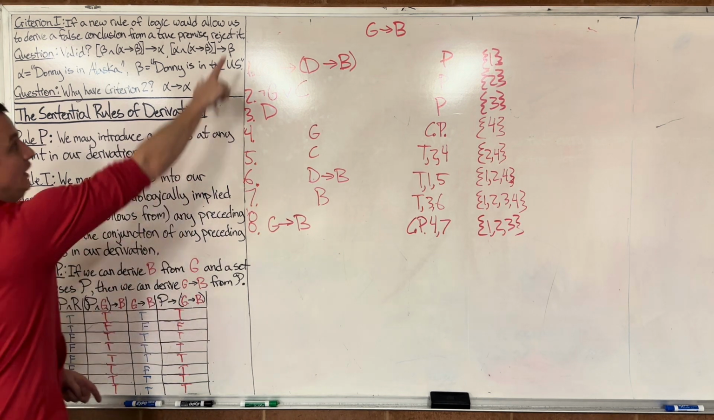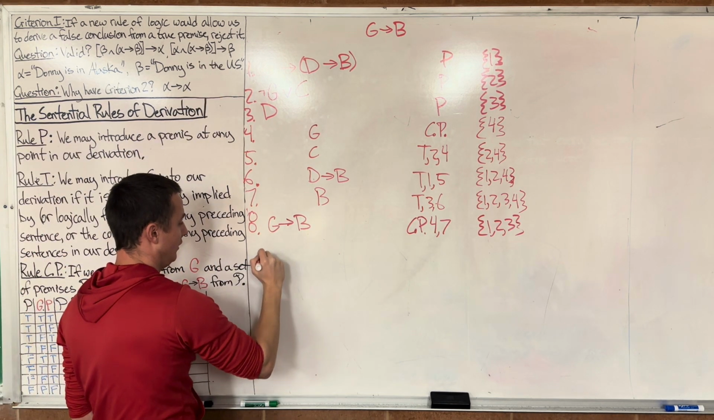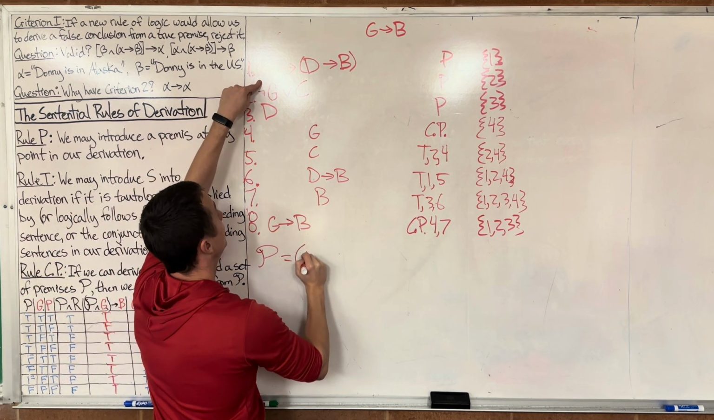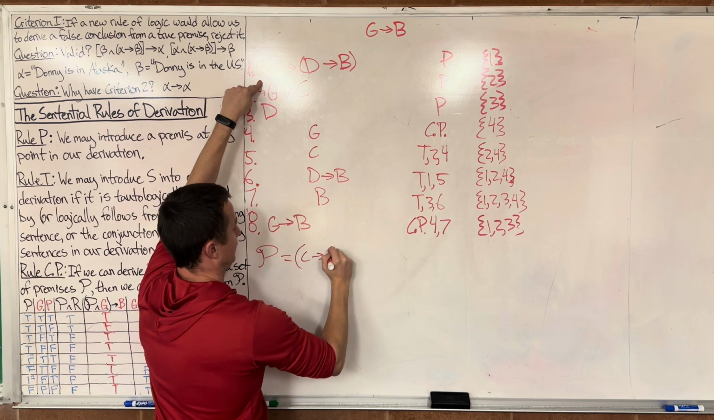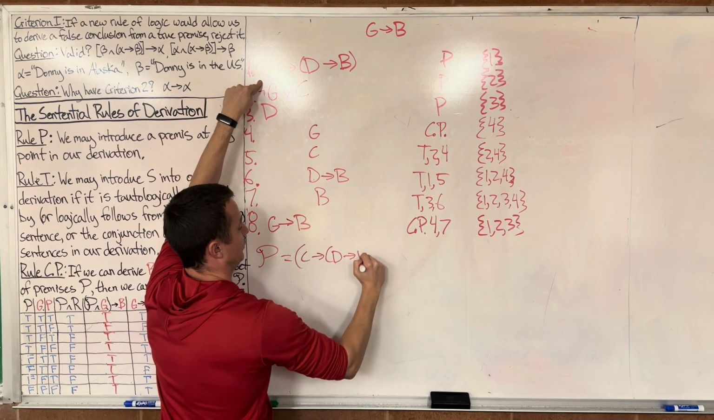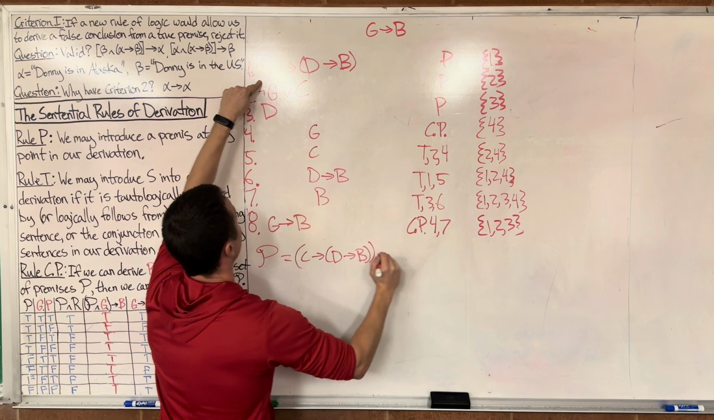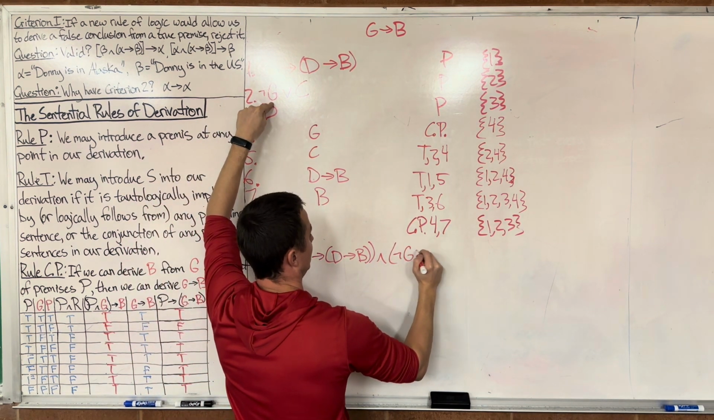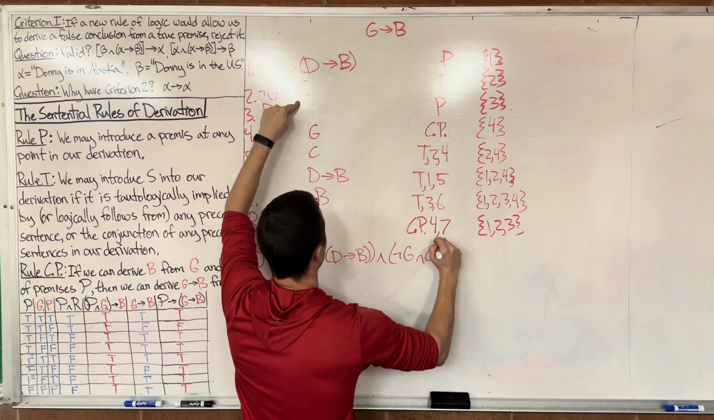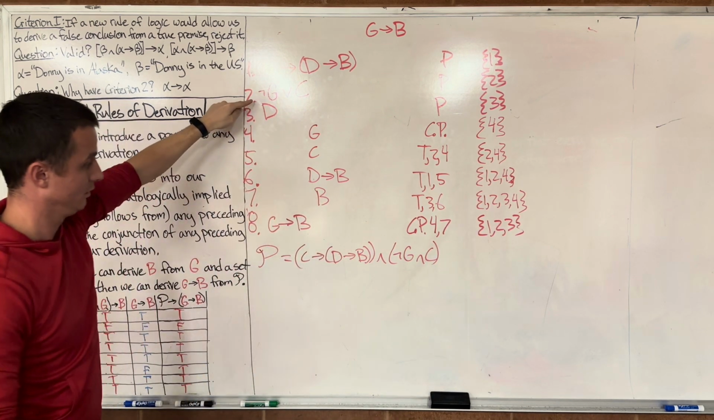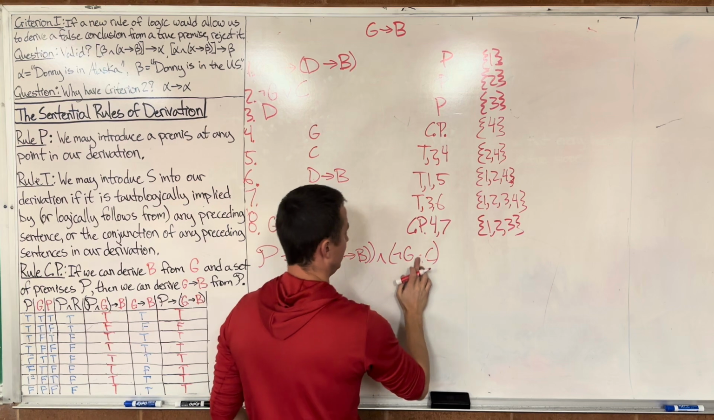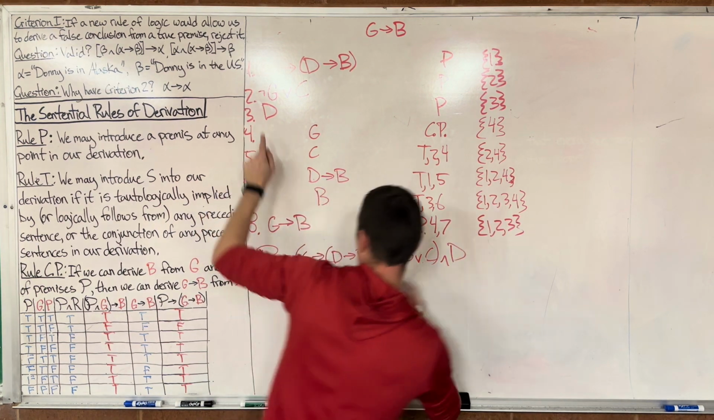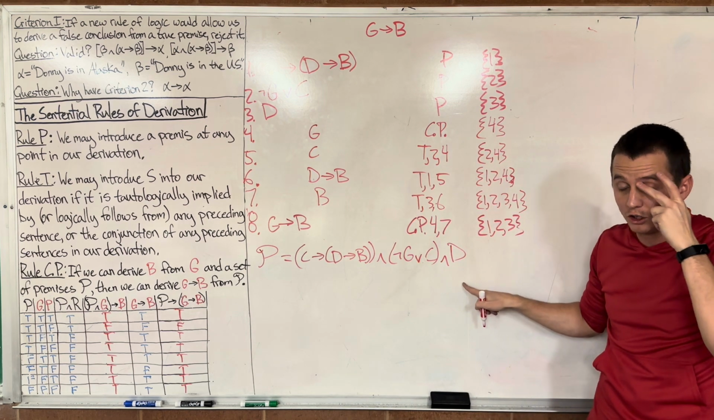And fancy P, in our concrete case here, would be equal to C implies D implies B, and not G and C. Or you did the wrong. It's 4. Oh, yeah, thank you. And D. Here's what fancy P would be in this case: the conjunction of all our premises.